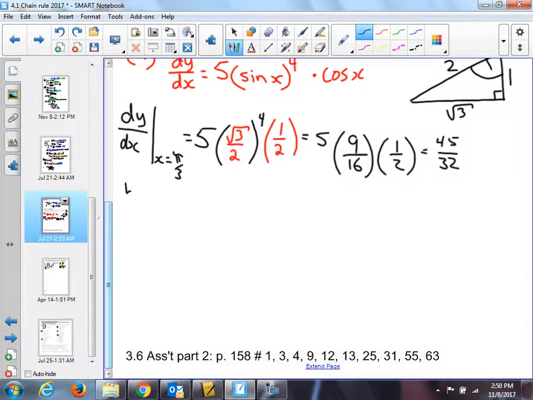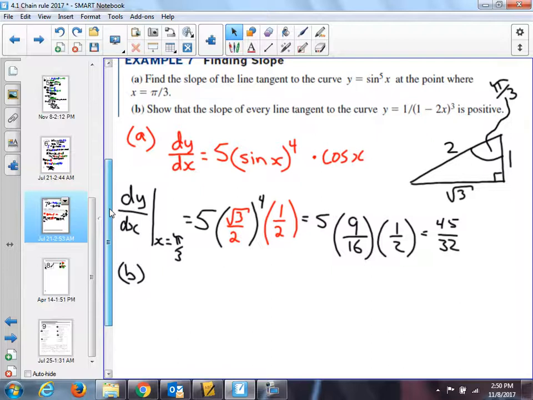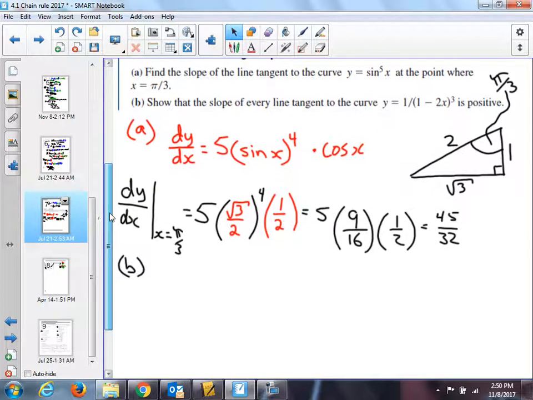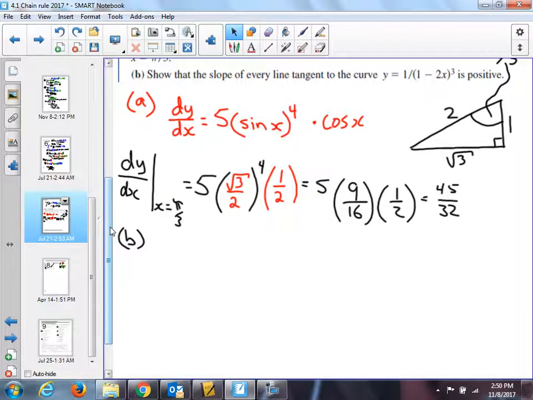What about B? What is B? I forget. Oh, show that the slope of every line tangent to the curve is, oh, wow, is positive. So, how do we do this? I think we need to find a formula for the slope of the tangent line. We'd call it the derivative. So, let's do this derivative.